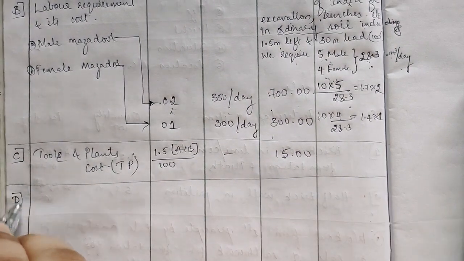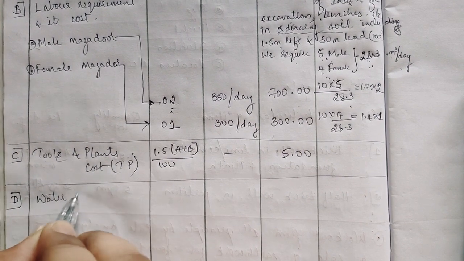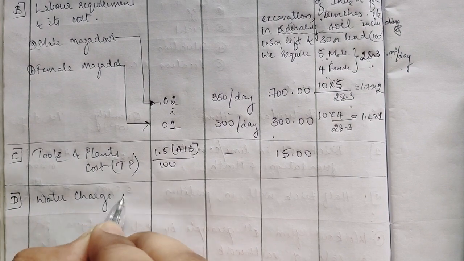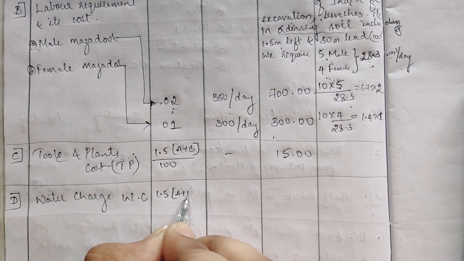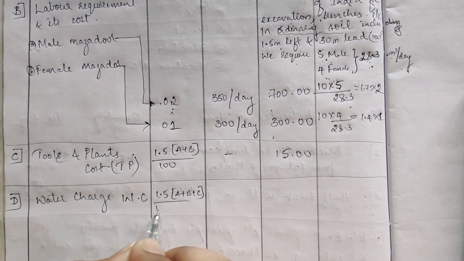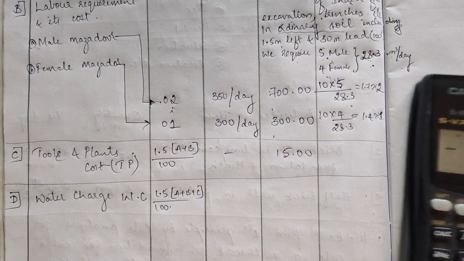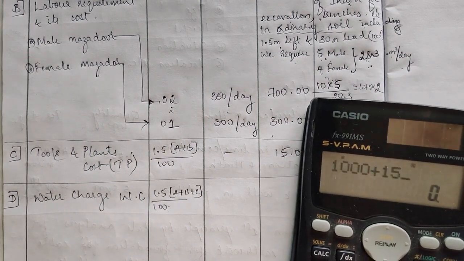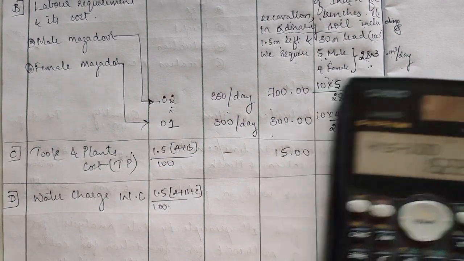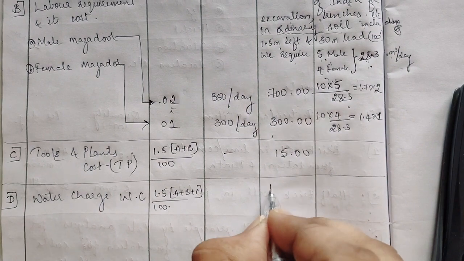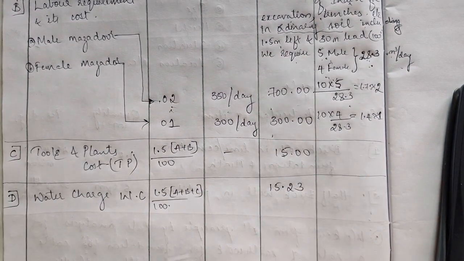Then D, what is that? Water charge, that is WC. This is also 1.5% of A plus B plus C divided by 100. So 1000 plus 15 into 1.5 divided by 100 is 15.22, I'll take as 15.23 rupees.